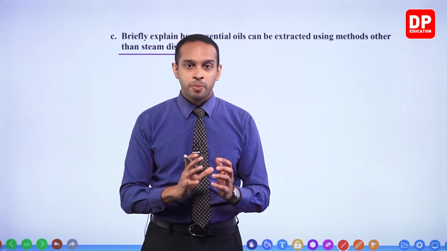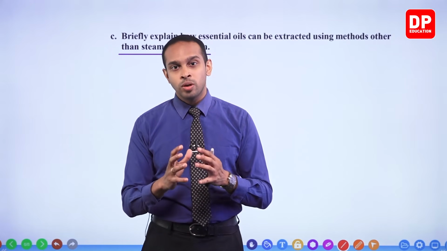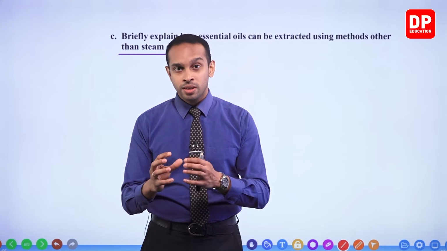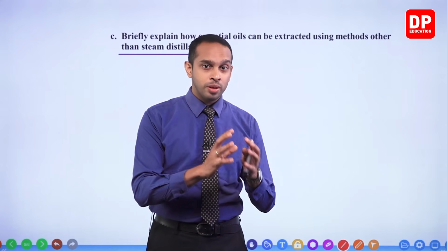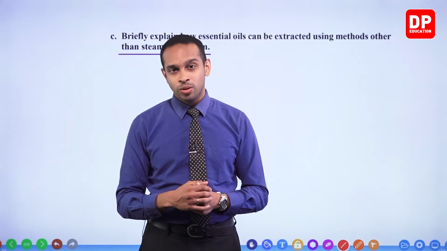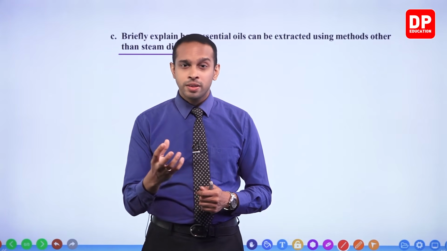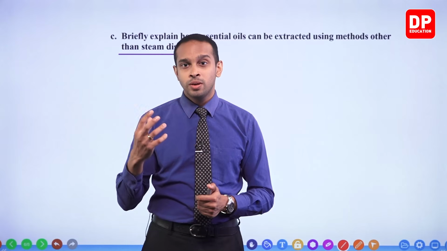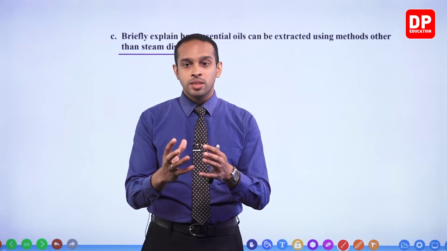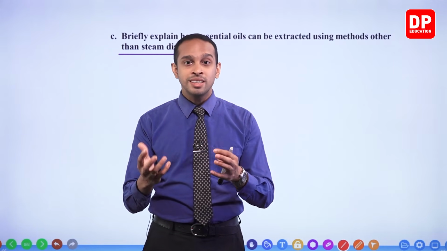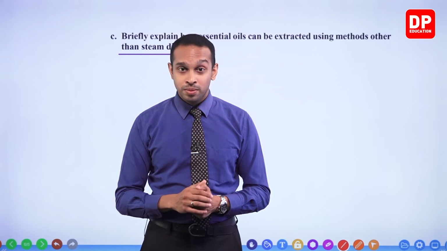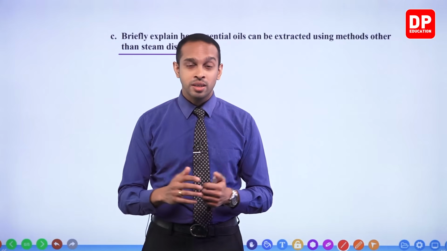Now after that, we can carry out a solvent extraction, and even when you're carrying out the solvent extraction, you have to use an organic solvent that will dissolve this essential oil really well. And students, after that, you can use a rotary evaporator or a vacuum evaporator, and without subjecting the solvent along with the essential oil to much heat, we can carry out an evaporation process to remove the organic solvent.